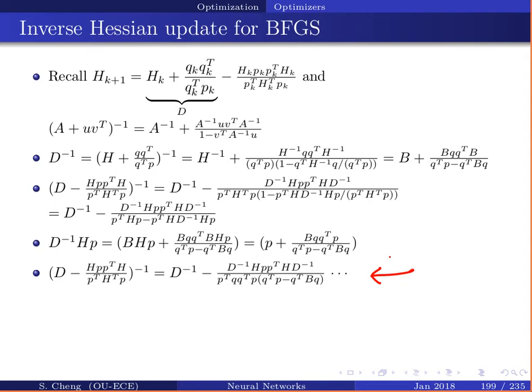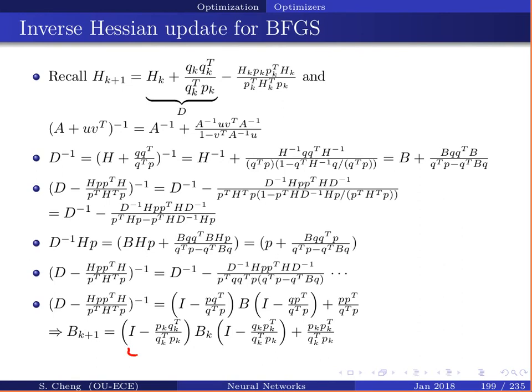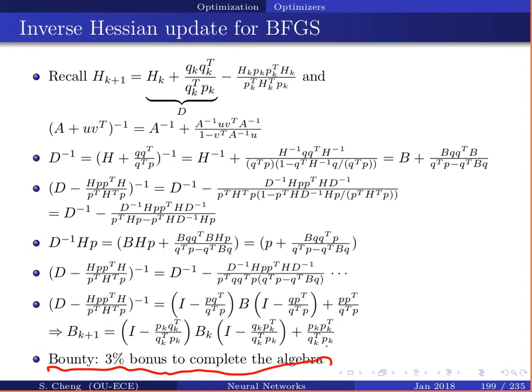I tried to look in the book and other places, and they just say that if you use the Sherman-Morrison formula, you should eventually derive this nice form. So actually, I'm giving out a bounty here. Anyone who completes this algebra gets 3% of the grade. I cannot find it anywhere. But yeah, I'm too old to do this kind of algebra, so I really cannot. I gave up somewhere here.